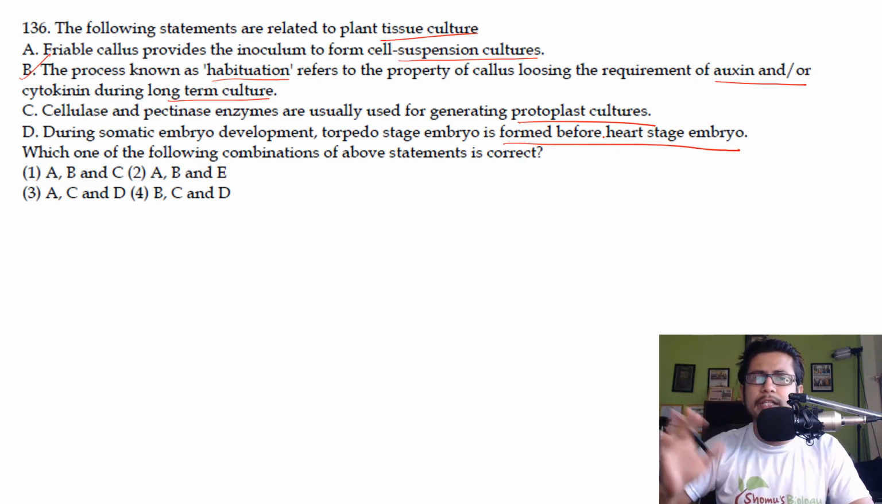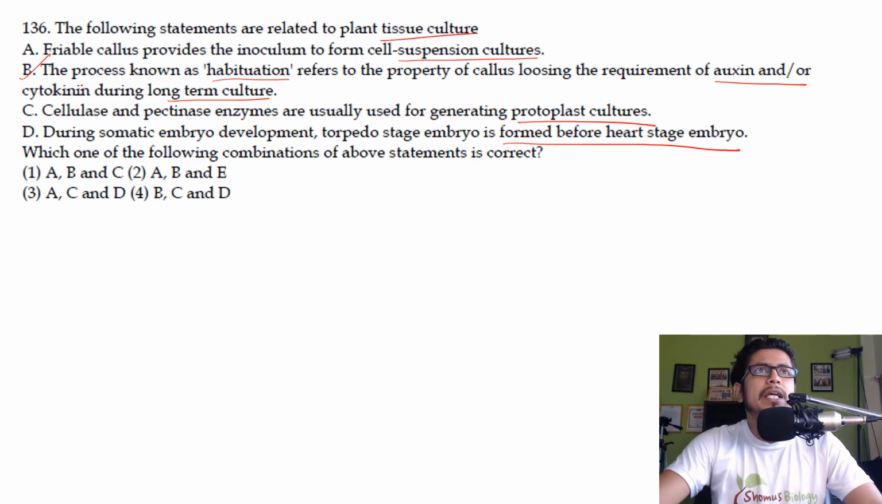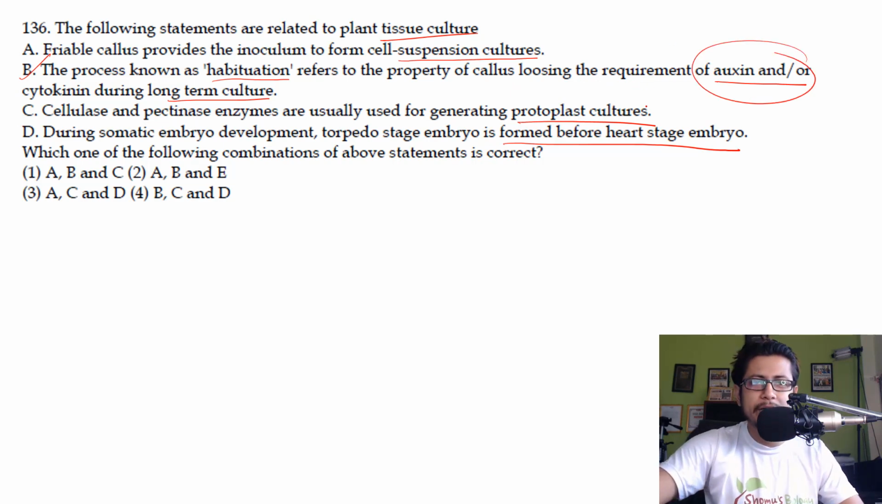This question is from your overall understanding of tissue culture. If you know the basics of tissue culture, you can answer this question. First of all, you need to know at least two to three different properties to answer that. The process known as habituation refers to the property of callus losing the requirement of auxin to cytokinin ratio for their growth. This is true. We know that B is true. If B is true, then we know option 3 is definitely not true.